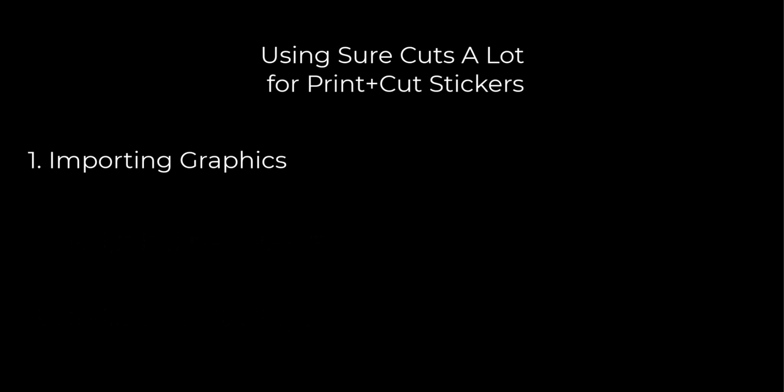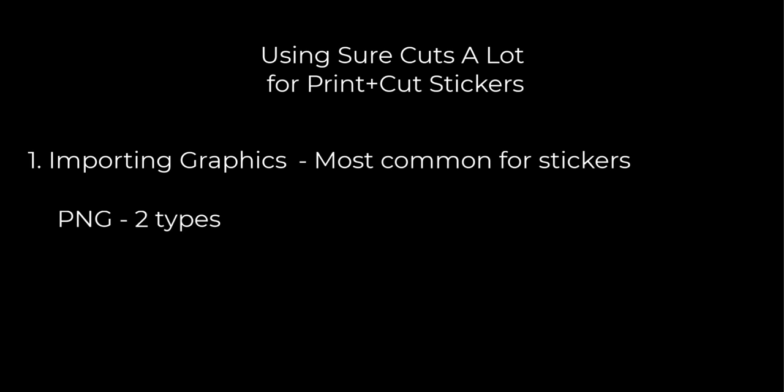Currently, Your Cuts a Lot can bring in over 25 different types of files. However, in this video, I'm going to cover options for the most common file formats based on print and cut applications only. Specifically, the 2 types of PNG files, JPEG and bitmap files, and then finally SVG.